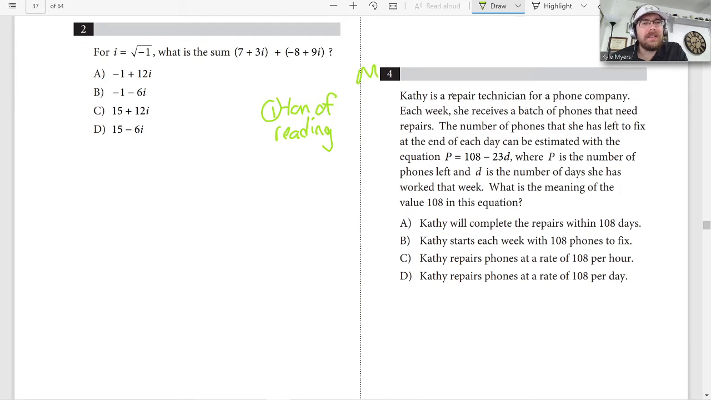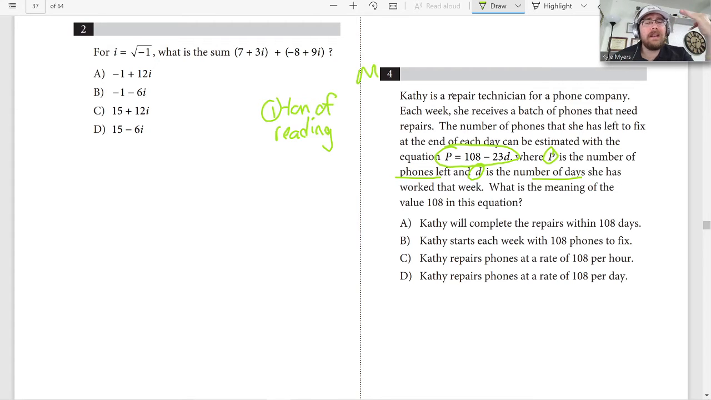You can maybe mark the text if you want to, but here's the equation. P is the number of phones left. D is the number of days. What's the meaning of 108? Okay, well, 108, let's see. What if I plug in 0 for D? D is the number of days that she's worked. If you haven't worked any days, P is the number of phones left. Okay, so then that would be 108.